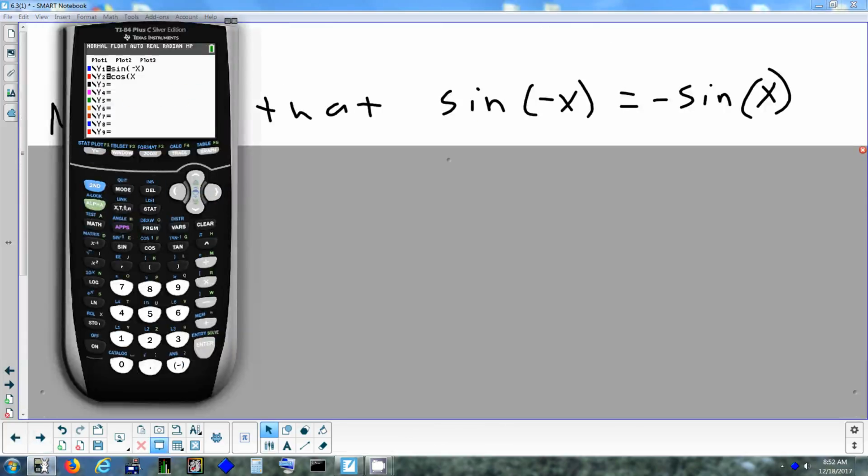Whenever you put stuff inside the function, that's your horizontal. So the one on the left that I just typed in on the calculator, that's a horizontal reflection. The one on the right, that I'm typing into y2, that's a vertical reflection, because when you put a negative on the outside of the function, that causes vertical stuff to happen. So let's see what the difference is between reflecting the graph horizontally and then reflecting it vertically.